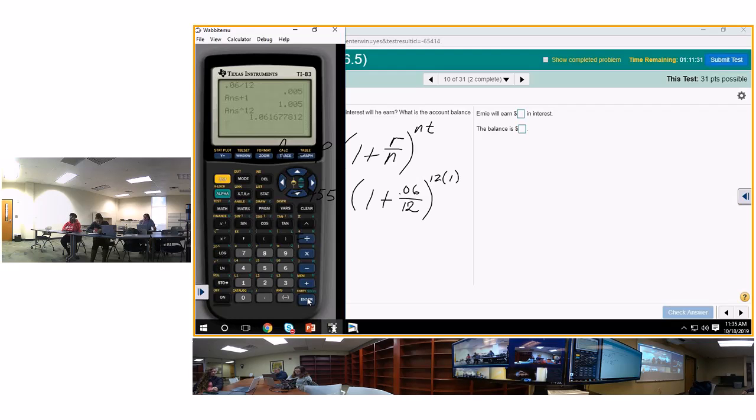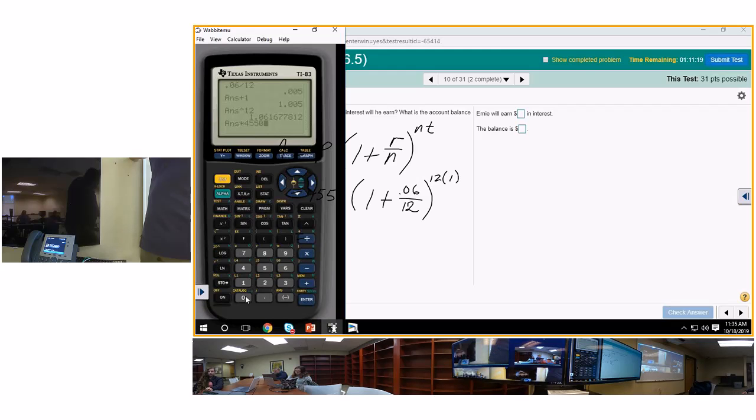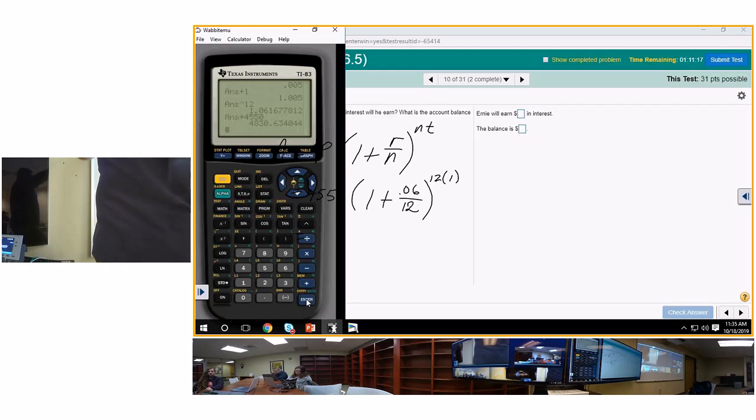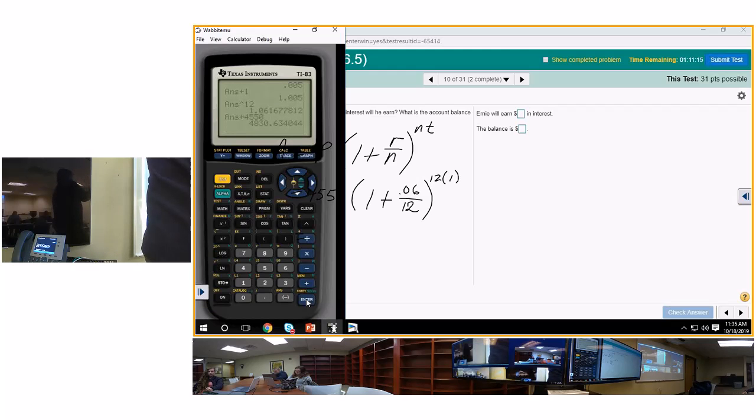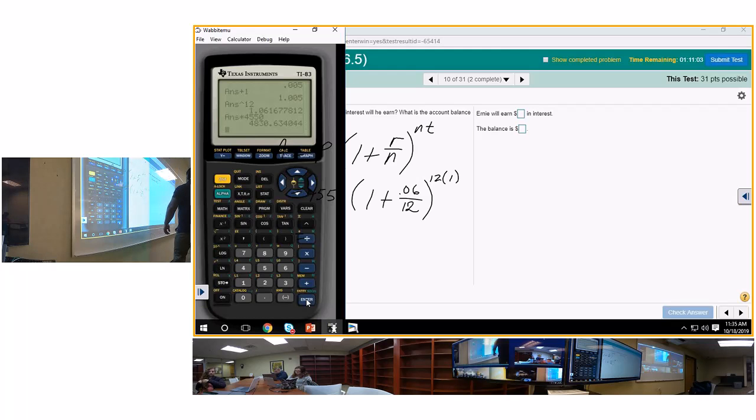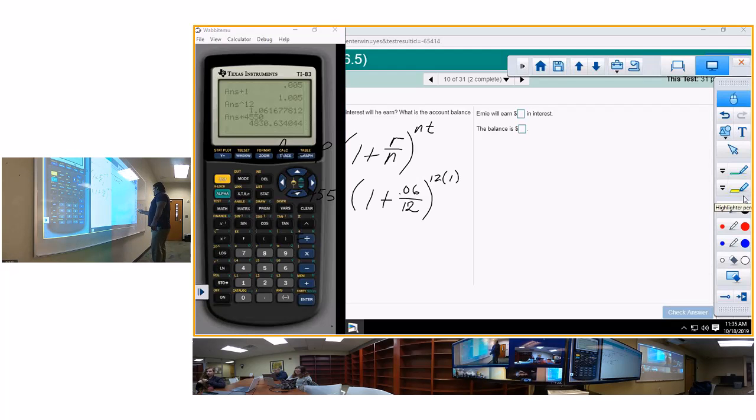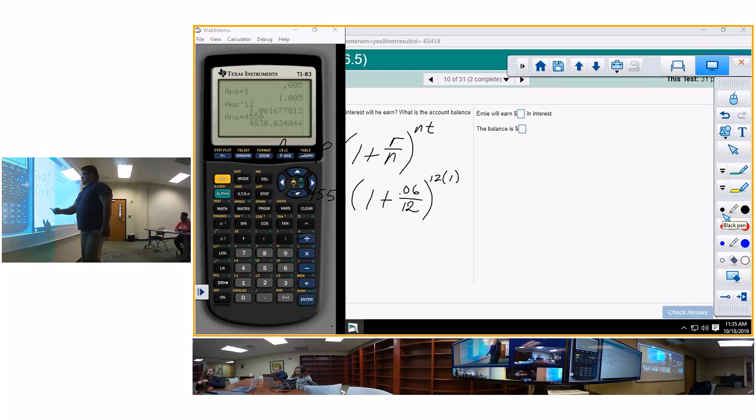Times, what's the, I can't read it. What's it say? 4550. So multiplied by 4550. Now, if they are assuming that it's not continuous, but compound, and they are assuming that it's 12 months, they're not assuming that in any of the questions. I'm going to write 4830.63. 4830. No.